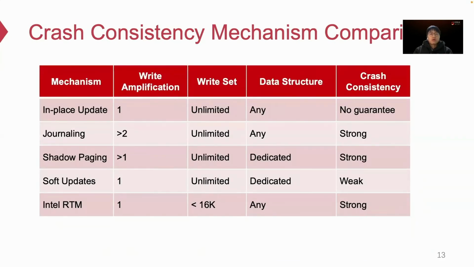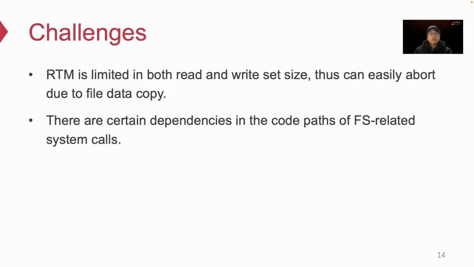Compared with traditional strong crash consistency mechanisms, RTM does not have the double write problem of journaling and does not require atomic replacement by merging all changes into one root node as in shadow paging. Therefore, there is a theoretical performance gain. However, several challenges prevent RTM from being used directly in PM file systems. At first, users use file systems to process large data storage and retrieval. However, RTM is limited in both read and write set size, thus can easily abort due to file data copy.